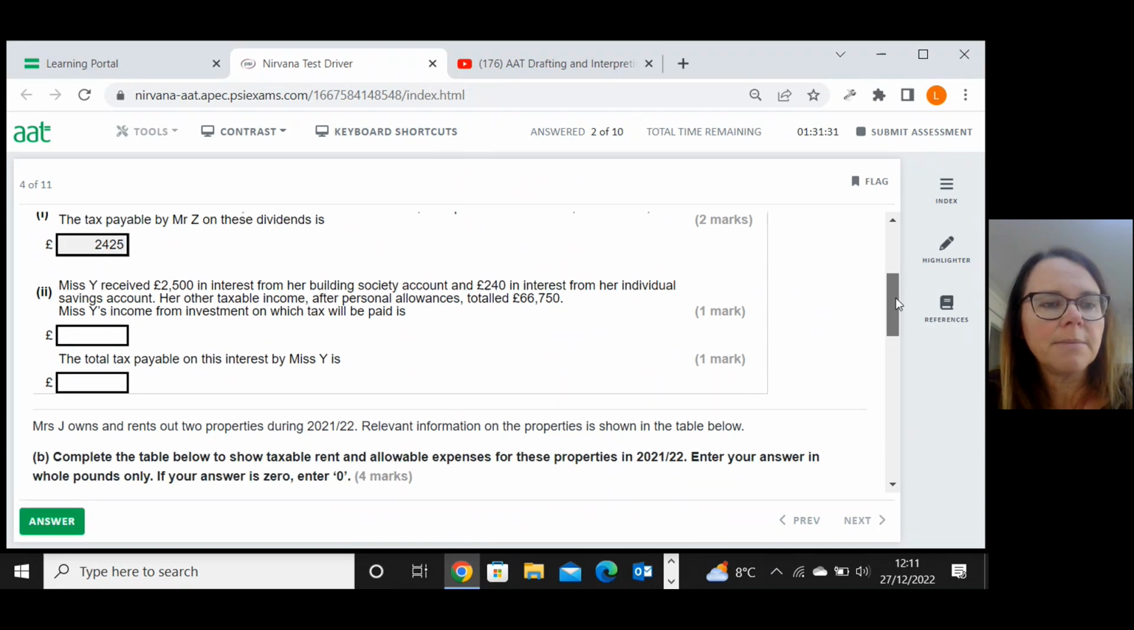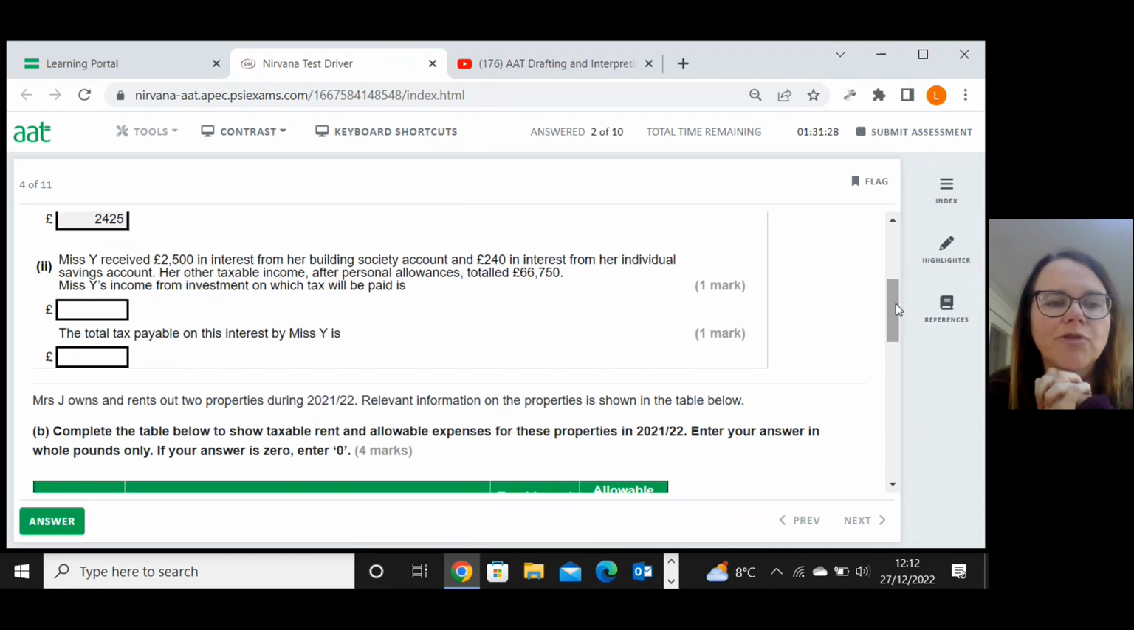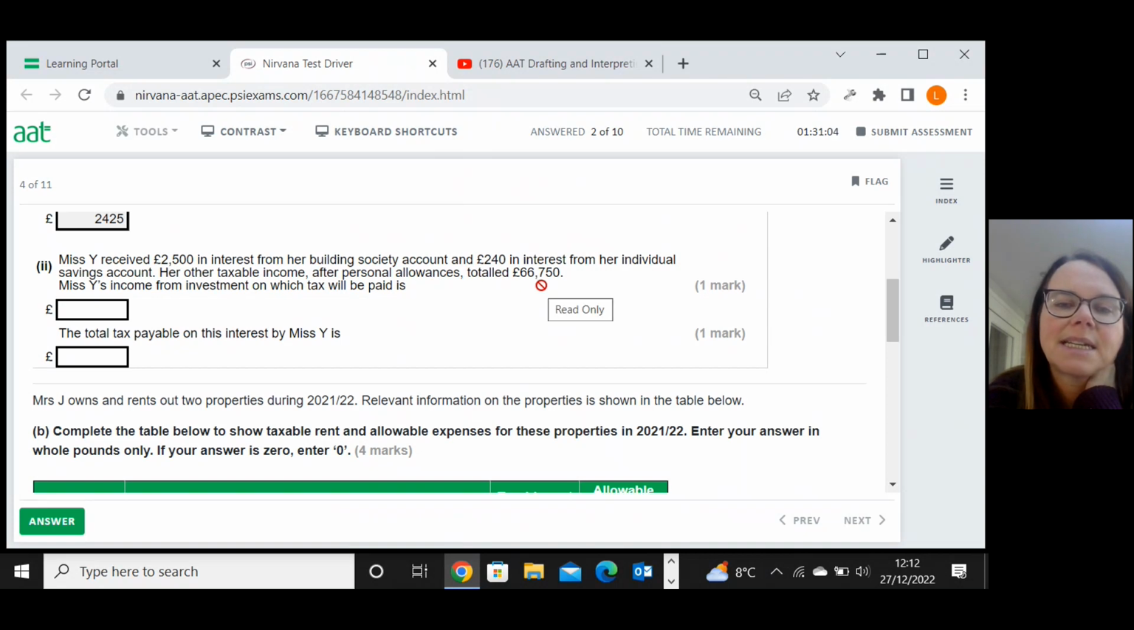Part 2. Miss Y received £2,500 in interest from her building society account and £240 in interest from her individual savings account, her ISA. So immediately I know that that is exempt. Her other taxable income after personal allowances, they're being nice there because you should know that taxable income is after personal allowances, totaled 66,750. So we know straight away she's a higher rate taxpayer, and therefore we'll have a £500 savings allowance.